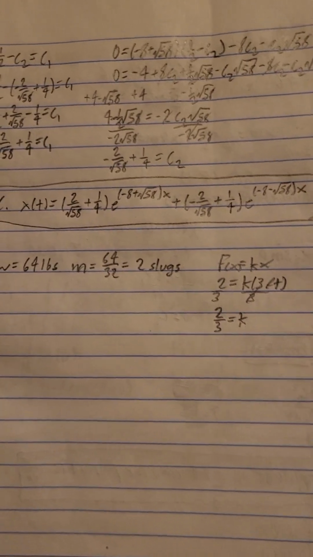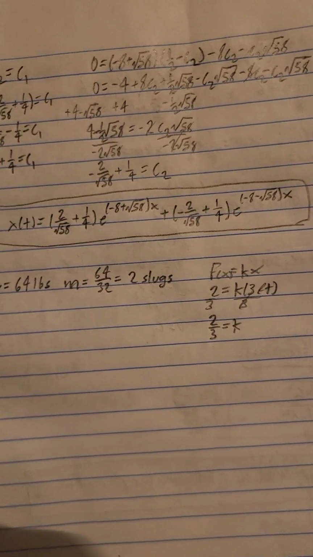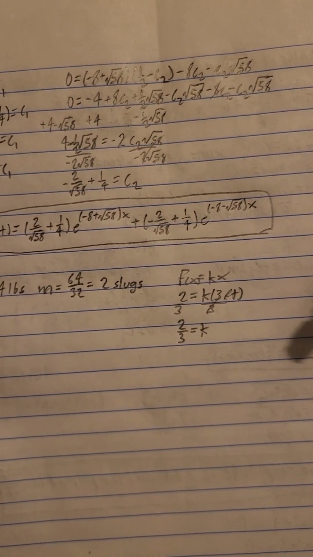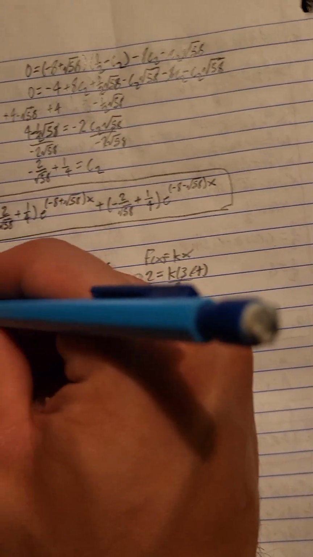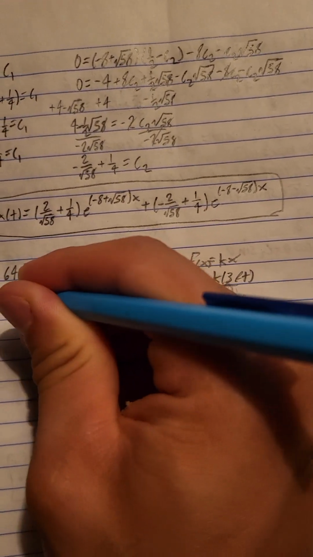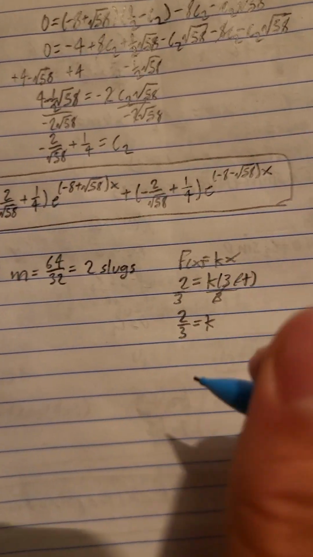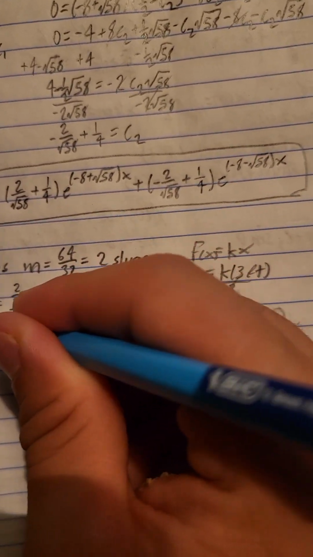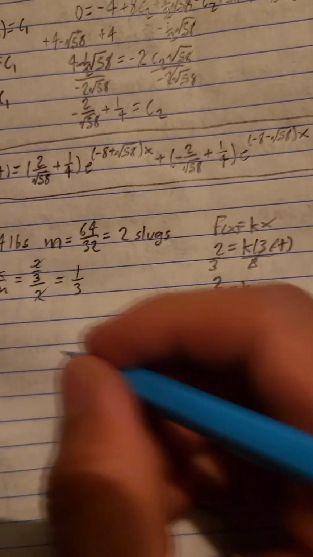Now, it's initially released from rest at a point 6 inches above the equilibrium position. Find the equation of motion x of t. So, to find the equation of motion, I need to know w squared, which is k over m. And I know k is 2/3 and m is 2. So w squared is 1/3.